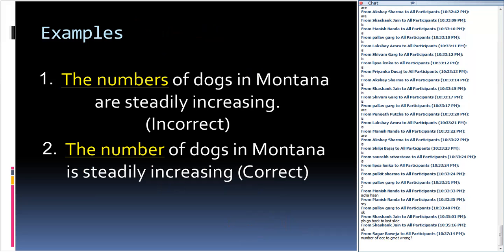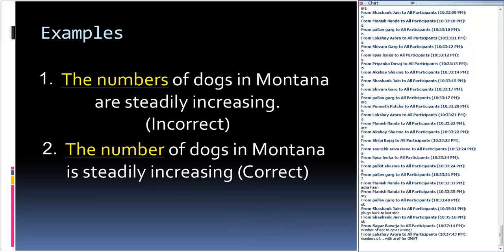Number then, no, that is also right, Sagar. "Number of" is also right according to GMAT, but GMAT considers the expression "the numbers of" also to be correct. Okay, why? Because in the US this expression is acceptable, and GMAT, GRE, these are all US examinations, therefore it is acceptable.